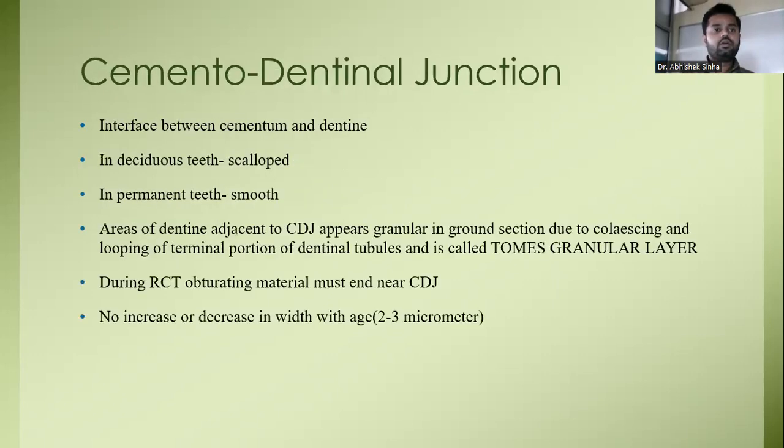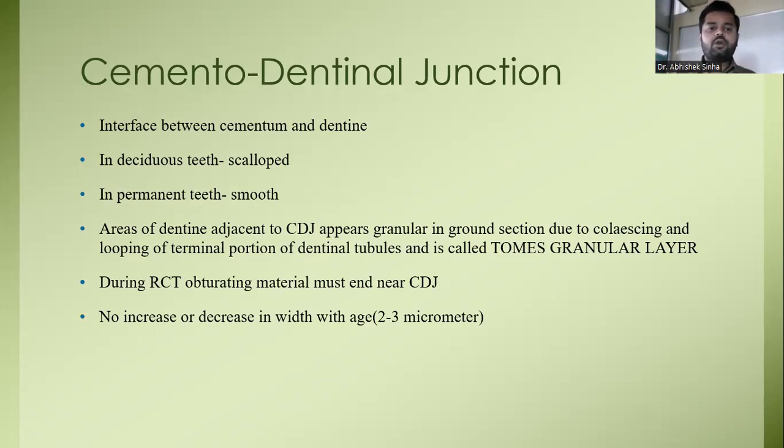Now coming to the cemento-dentinal junction, it is very important from the endodontics point of view. So basically cemento-dentinal, what do you mean by that? It is an interface between cementum and dentine naturally. In deciduous teeth, it is scalloped, like how you see scalloped margins of the gingiva. And in permanent tooth, it is smooth.